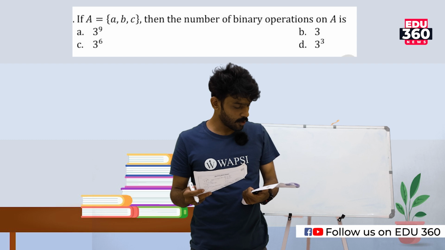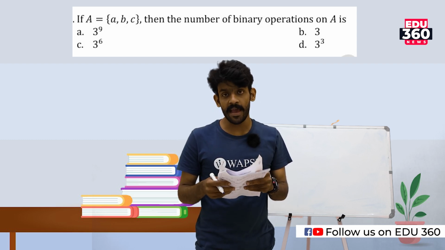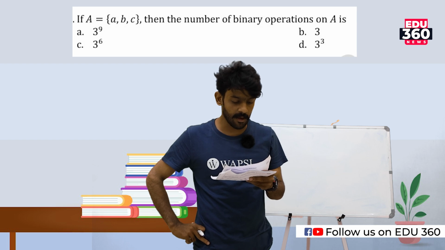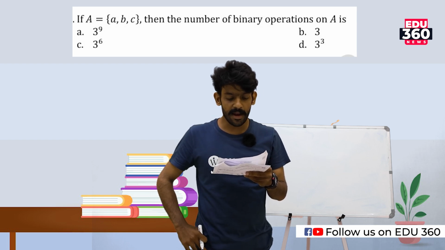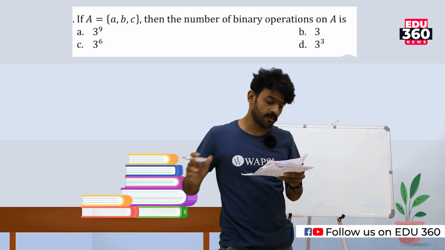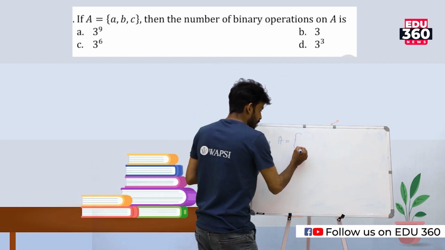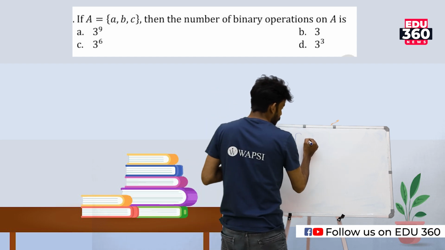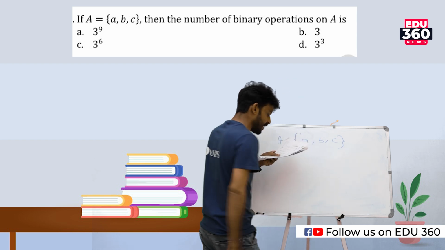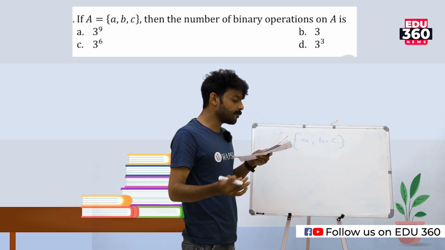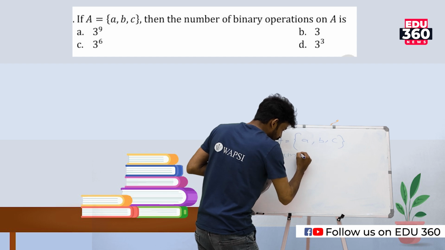So, now let us move on to a simple question. Given that the set A is equal to {a, b, c}, find the number of binary operations on A. First of all, let me write A is equal to the set whose elements are a, b, c. These are the elements. We need to find the number of binary operations.